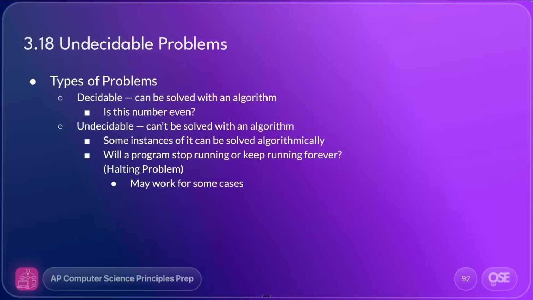Some problems are undecidable. Decidable problems can be solved with an algorithm. Undecidable are the ones that can't. For example, will the program stop running or keep running forever? That's a halting problem.